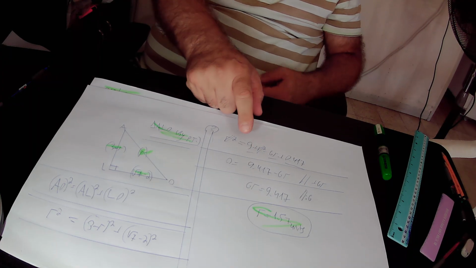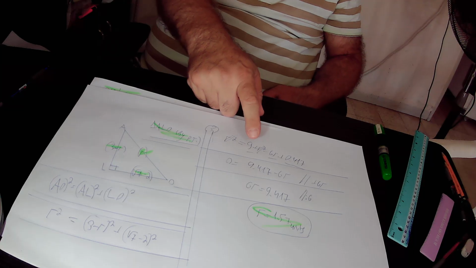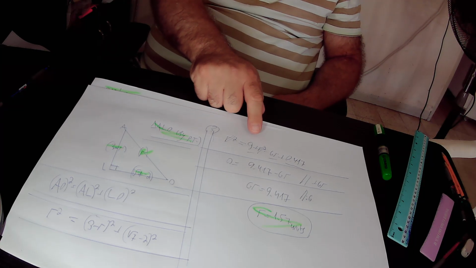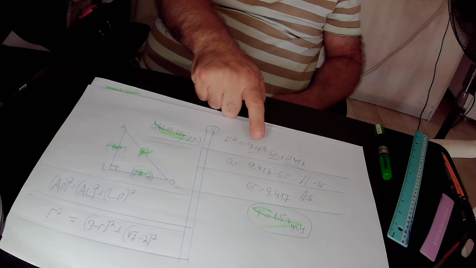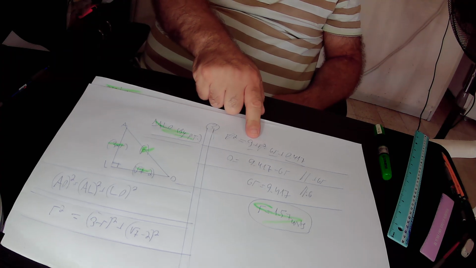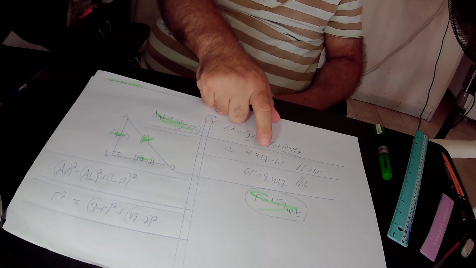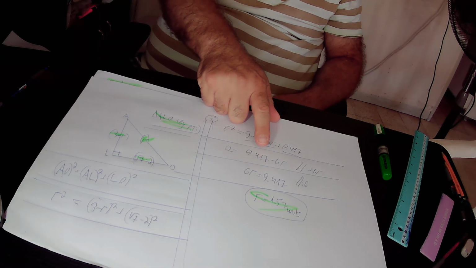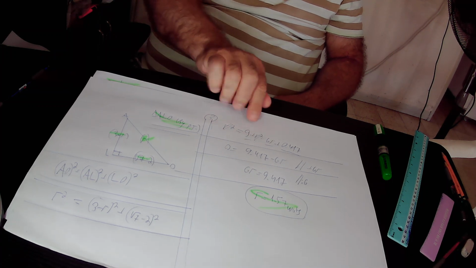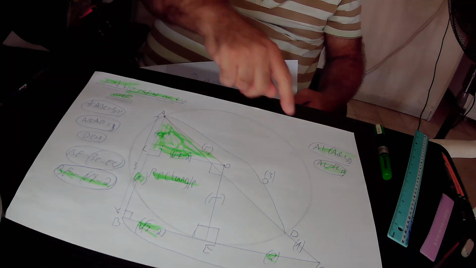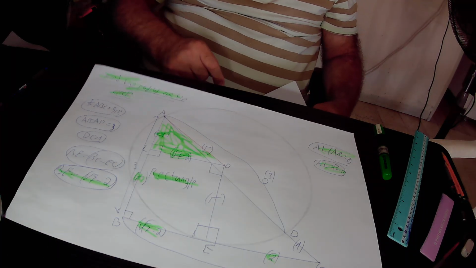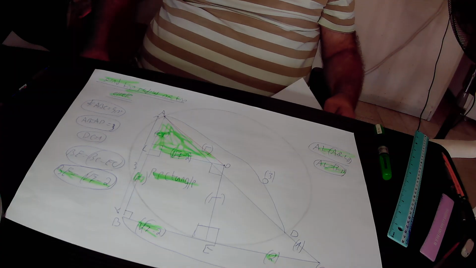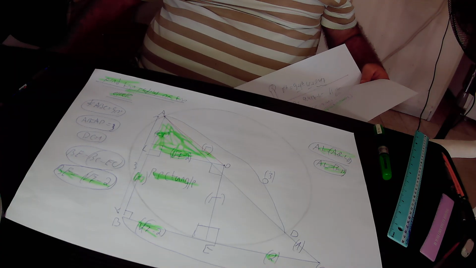So in total, 0 equals 9.417 minus 6R. Here we added 6R to the equation, and found that 6R equals 9.417. Then we divided by 6 and found that R, the radius we are looking for, is equal to 1.57 units. So the radius R of this circle is equal to 1.57 units. We finish with the first question.